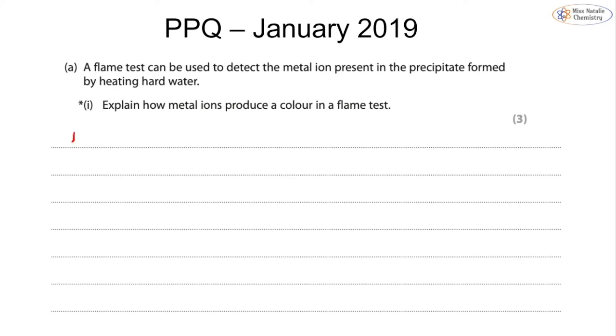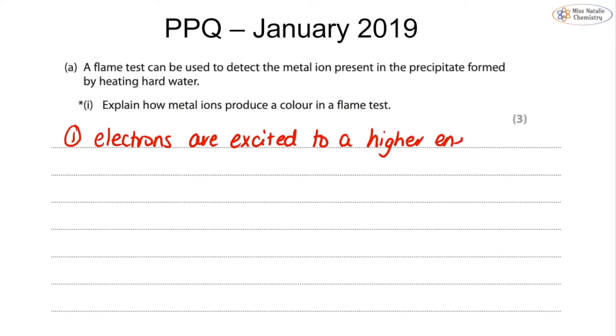So the first part is our electrons are excited to a higher energy level. Okay, and this is done by absorbing energy in terms of a photon or something like that. But what we want to really focus on is we want to have it as being the electrons are excited.